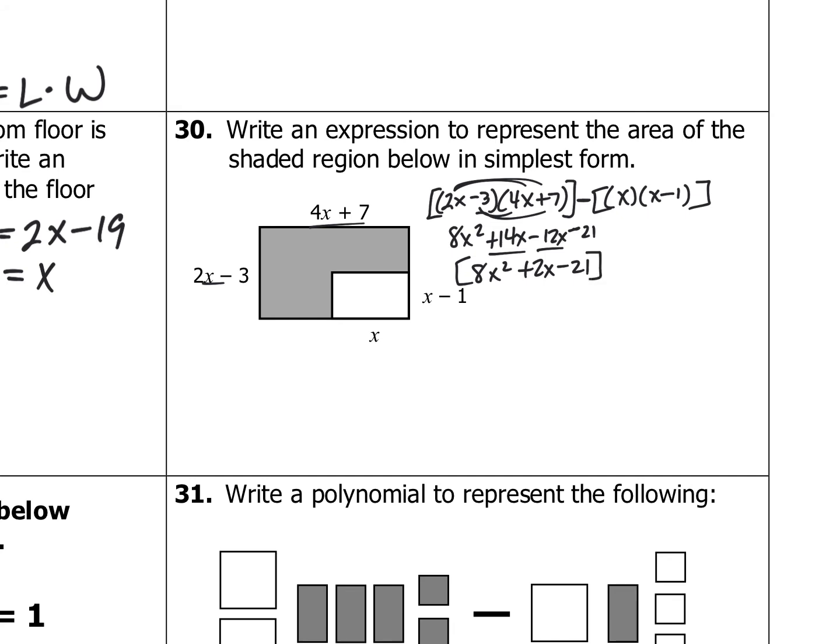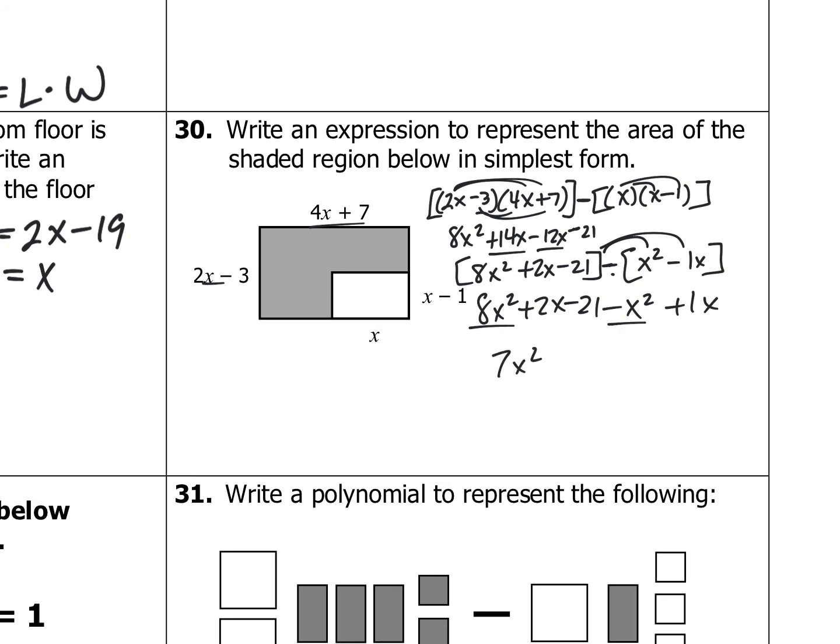I'm going to put that back in my bracket now. And I'm going to subtract whatever this equals. So x times x is x squared, and x times negative 1 is negative 1x. All right. Now, just like before when we had subtraction in between the parentheses, you have to distribute. So this is going to be negative x squared plus 1x. And then I'm just going to drop this bracket and bring everything down and start to combine like terms. All right, so 8x squared minus x squared is 7x squared.